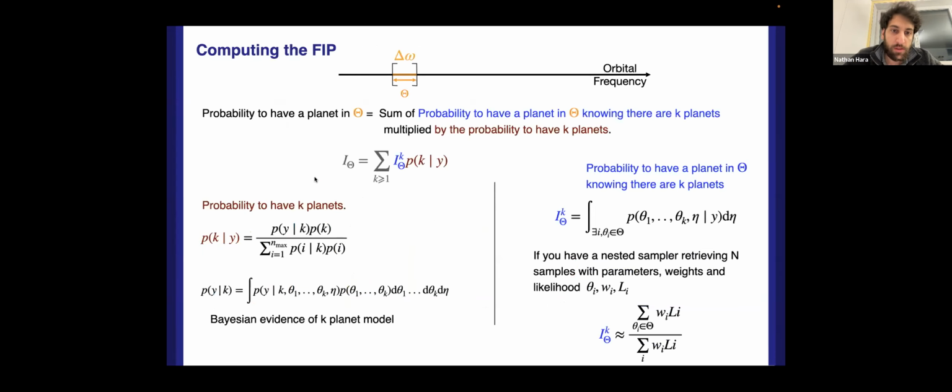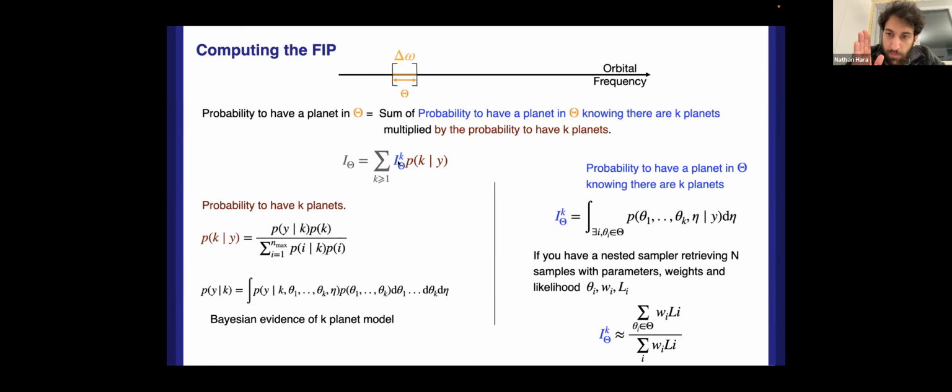And so the way you would compute this probability to have a planet, in fact, is very simple. So this is the probability I want to compute. It's the probability that I have a planet with orbital elements in this space theta. So I'm going to chop my parameter space into spaces where I have a fixed number of planets, k. And I can compute the probability to have k planets. It's just basically I need to invert the Bayesian evidence. It's just the Bayes formula. So if I know how to compute the evidence, I know how to compute this.